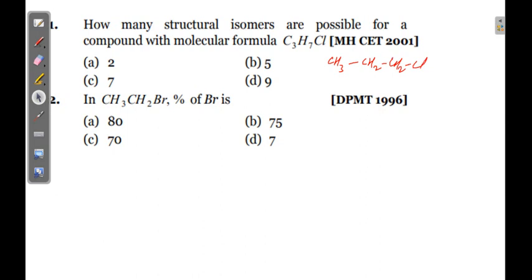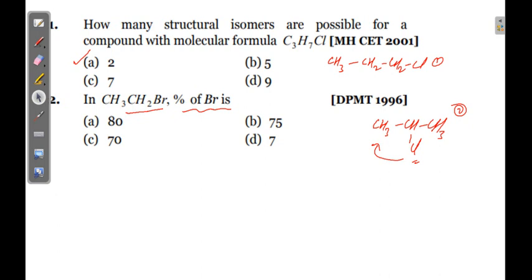Of course, CH3, CH, CH3. Is there any other third possibility? Only two possibilities are there. Again, if you keep this chlorine here, again the first one only, 1 and 2. Only two possible structures are there. So answer is A. Then in CH3, CH2, Br, the percentage of bromine is, again, a mole concept question.